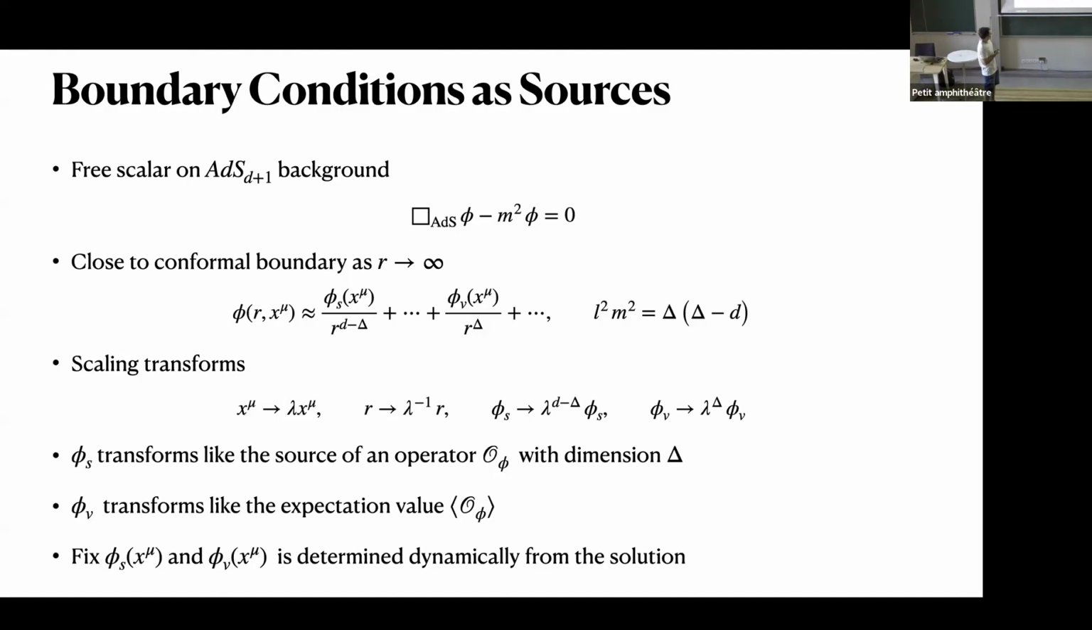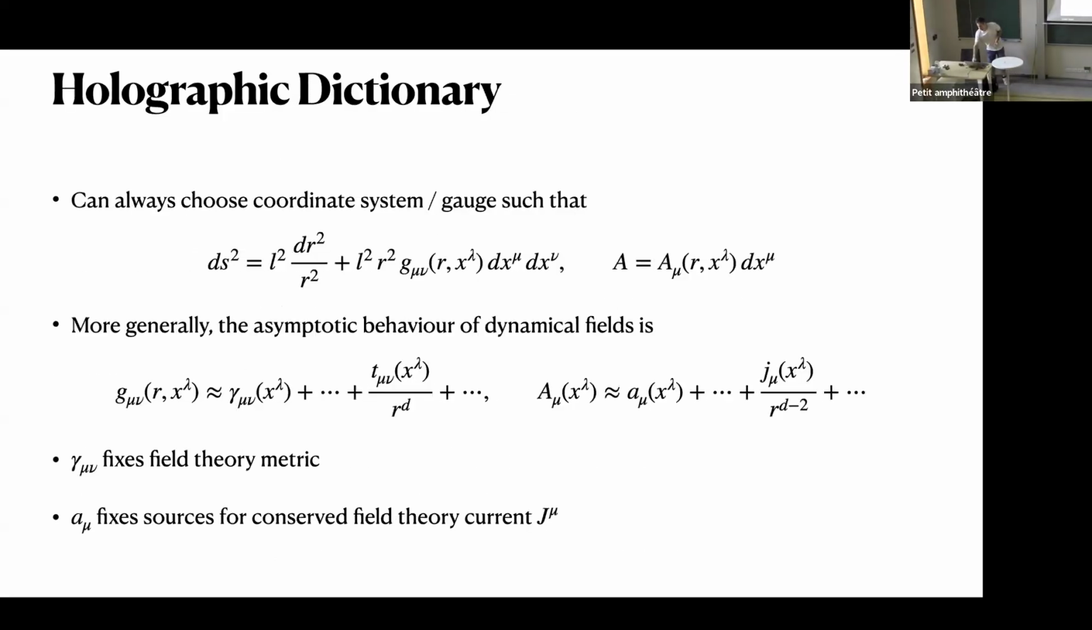So the idea is then that you fix phi s, that will be like fixing a source in the field theory for the dual operator. And this phi v will be fixed dynamically for you. You have to solve the equations, be careful with the bulk, whatever is happening inside the spacetime, and that will fix you the vev. Okay, so this is the main idea. I have more fields, it can become much more complicated than this, but these are the rules of the game, roughly speaking.